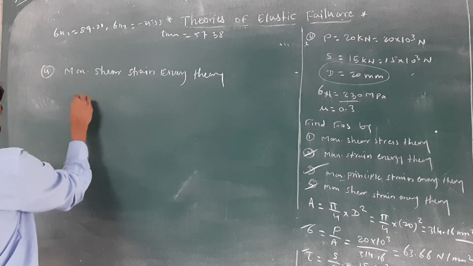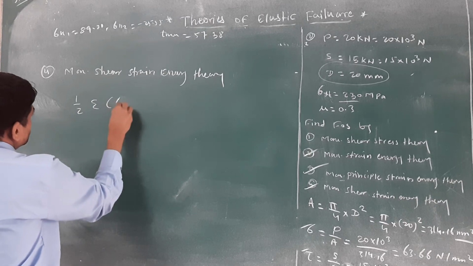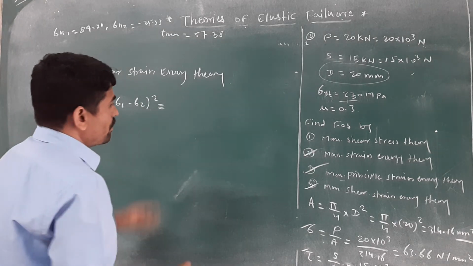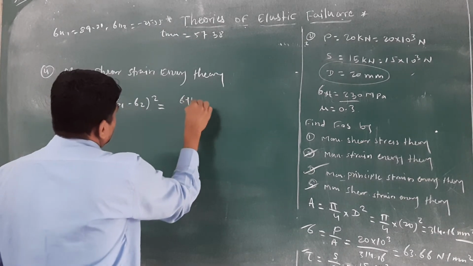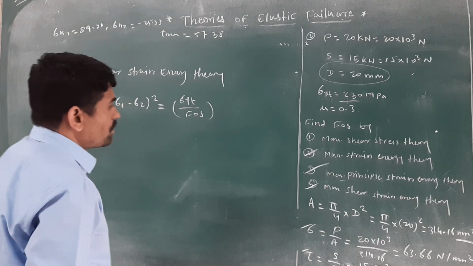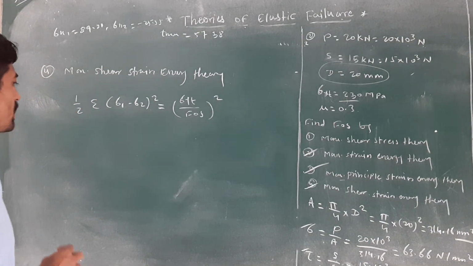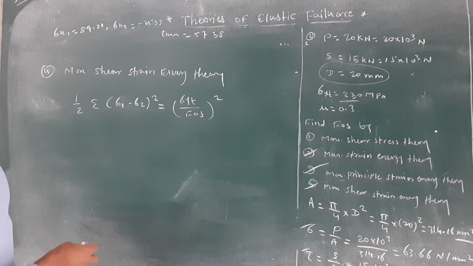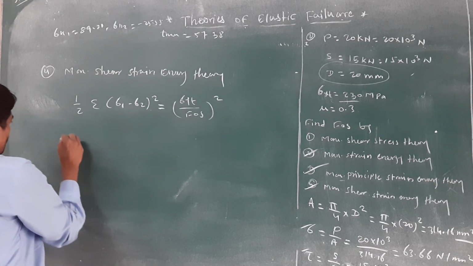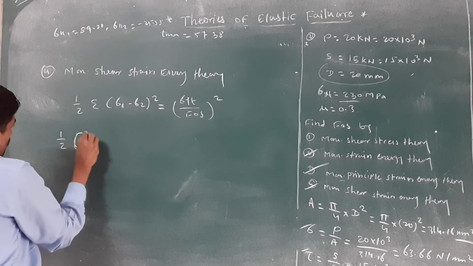See, you should remember the formula: 1/2 into summation of (sigma 1 minus sigma 2) bracket square is equal to, you have given, (sigma yt divided by factor of safety) bracket square. Okay, this formula you should remember. Here is the summation of sigma 1 and sigma 2. I will again simplify that.